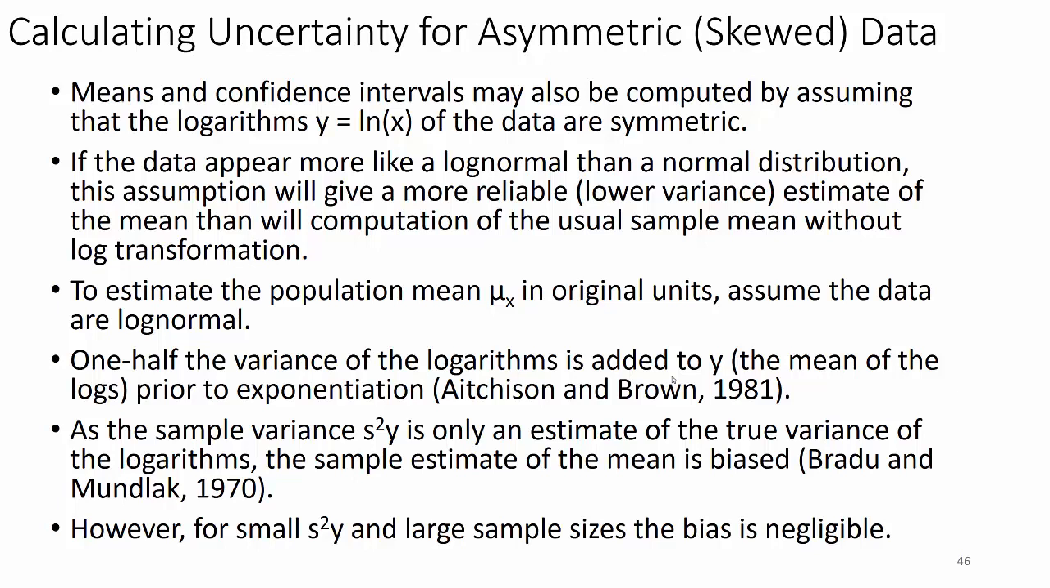One half the variance of the logarithm is added to y bar, meaning the mean of the logs, prior to the exponentiation. We'll talk about this in the next couple of slides, but this is an important thing: you actually have to shift the mean a little bit in order to adjust. As the sample variance s squared y is only an estimate of the true variance of the logarithms, the sample estimate of the mean is biased. However, for small variances and large sample size, this bias is not particularly a concern, and most of our data meet that criteria.